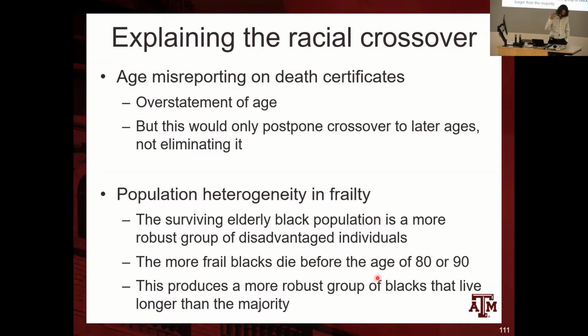And this produces a more robust group of Blacks that live to longer ages than the majority of the population. Right? But again, that's not a positive thing per se, because it's just showing that we still have this really huge negative inequality in mortality by race and ethnicity in the US, and it is related to historical factors and lower opportunities for the Black population. That affects their income, their education, their health and their mortality.